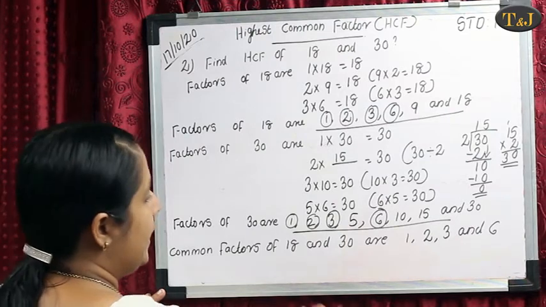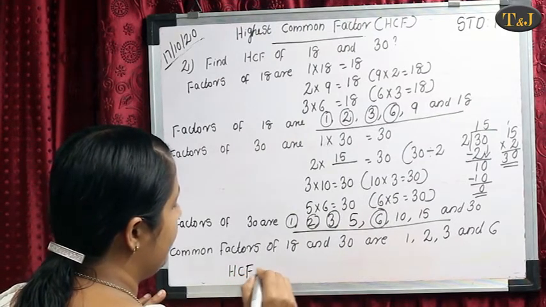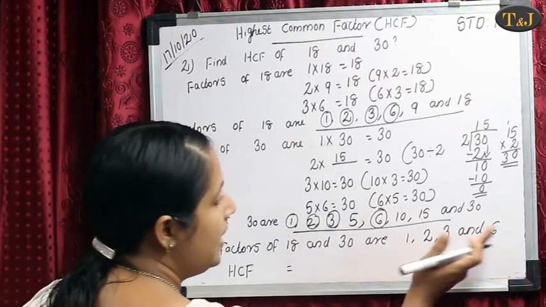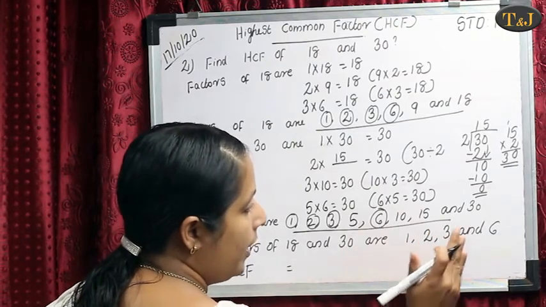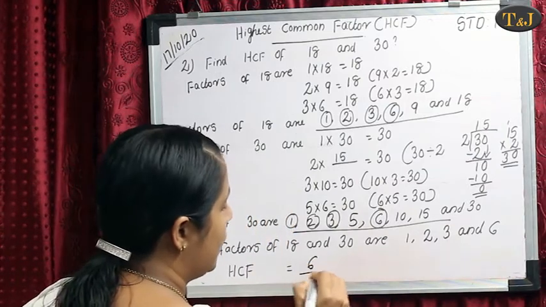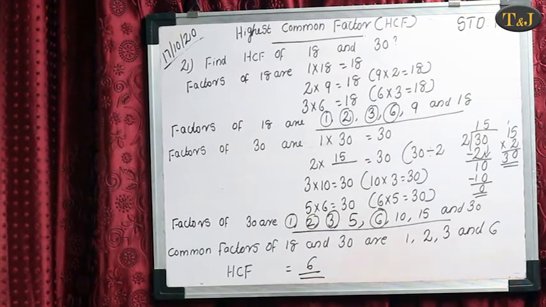Okay, then next we want to find out its HCF. HCF means highest common factor. When we select the common factors of those numbers, which is the highest value? 1, 2, 3 and 6. Which is the highest value? 6. Yes, our HCF equals 6. Therefore, the HCF of 18 and 30 equals 6.